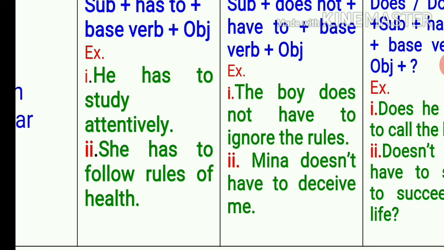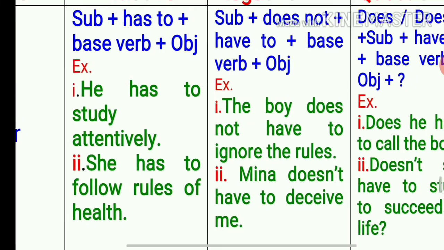In the two examples, his studying attentively and her following the rules of health are the most important and obligatory things for which has to is used in the two sentences.